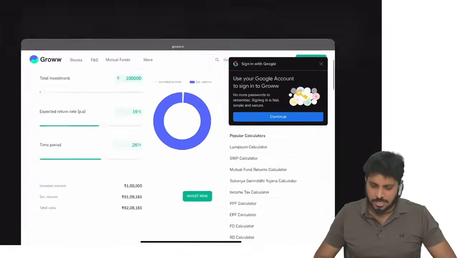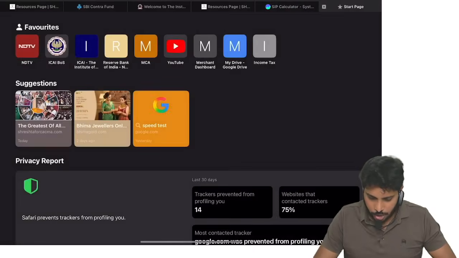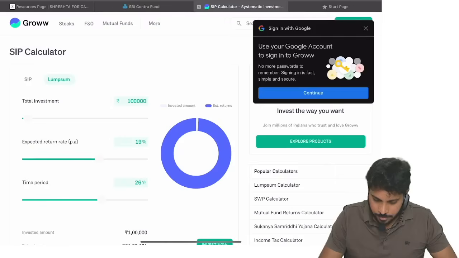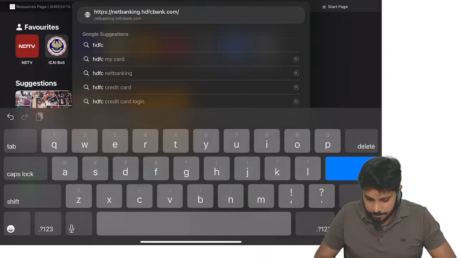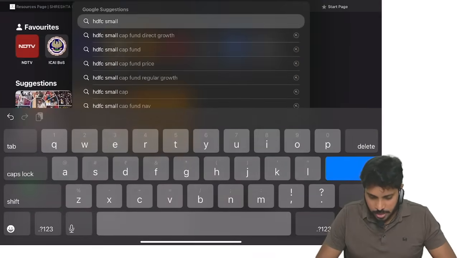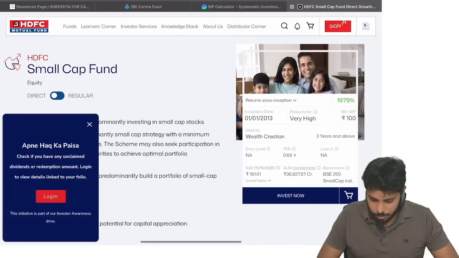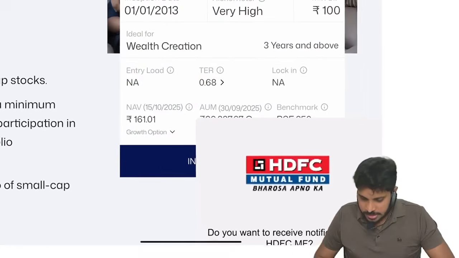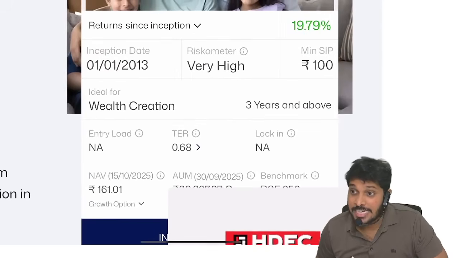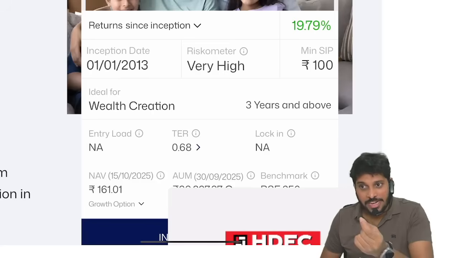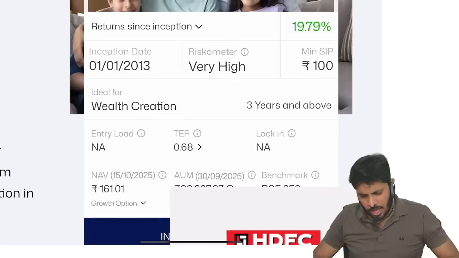Not just that, I will show even various other options. Now HDFC small cap funds. For example, we'll see this. HDFC small cap funds. What is its return from inception? 19.8. That 0.8% it will show 100x return. Or else I will show some other.